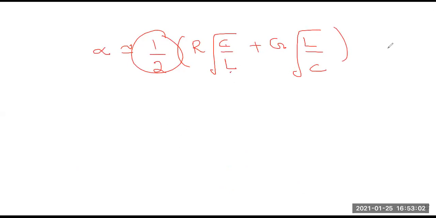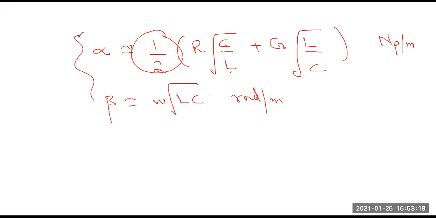So this is the attenuation constant, and you should remember the units of attenuation constant are Nepers per meter. The beta value we have also found, which is equal to omega under root LC, which is measured in the units of radians per meter. So whenever you are dealing with low loss transmission lines, you can make use of this expression to find out the attenuation of the transmission line, and you can make use of this expression to find out the phase constant of the transmission line.